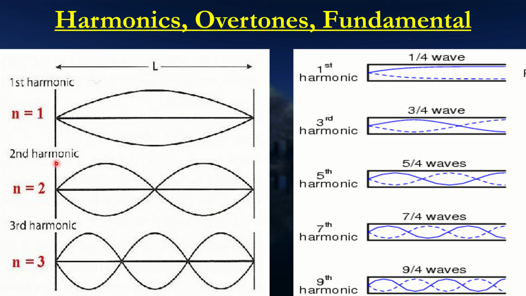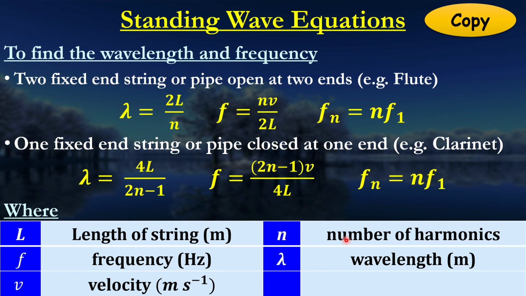First harmonic and the next harmonic, second harmonic and third harmonic there. If it's one fixed end and one open end, the fundamental is the first harmonic, the next one is the third, fifth, seventh, ninth. It goes up in odd numbers. Keep that in mind. Okay, so we have the equations for standing waves. These are the equations derived for you. If you would like, you could try to derive the formula for frequency from these equations.